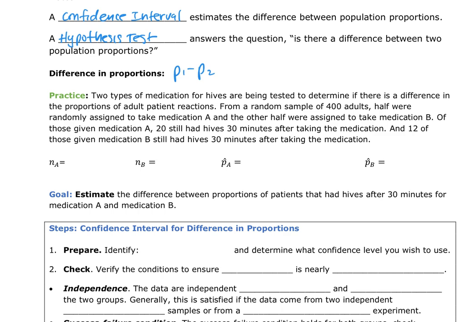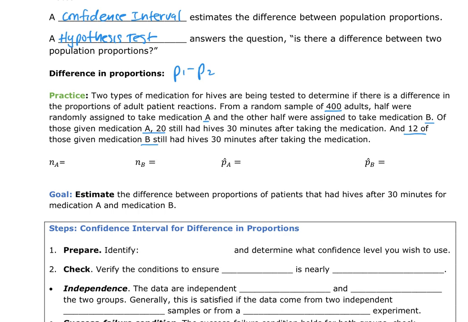Two types of medication for hives are being tested to determine if there's a difference in the proportion of adult patient reactions. From a random sample of 400 adults, half were randomly assigned to take medication A, and the other half were assigned to take medication B. Of those given medication A, 20 still had hives after 30 minutes, and 12 of those given medication B still had hives 30 minutes after taking medication.